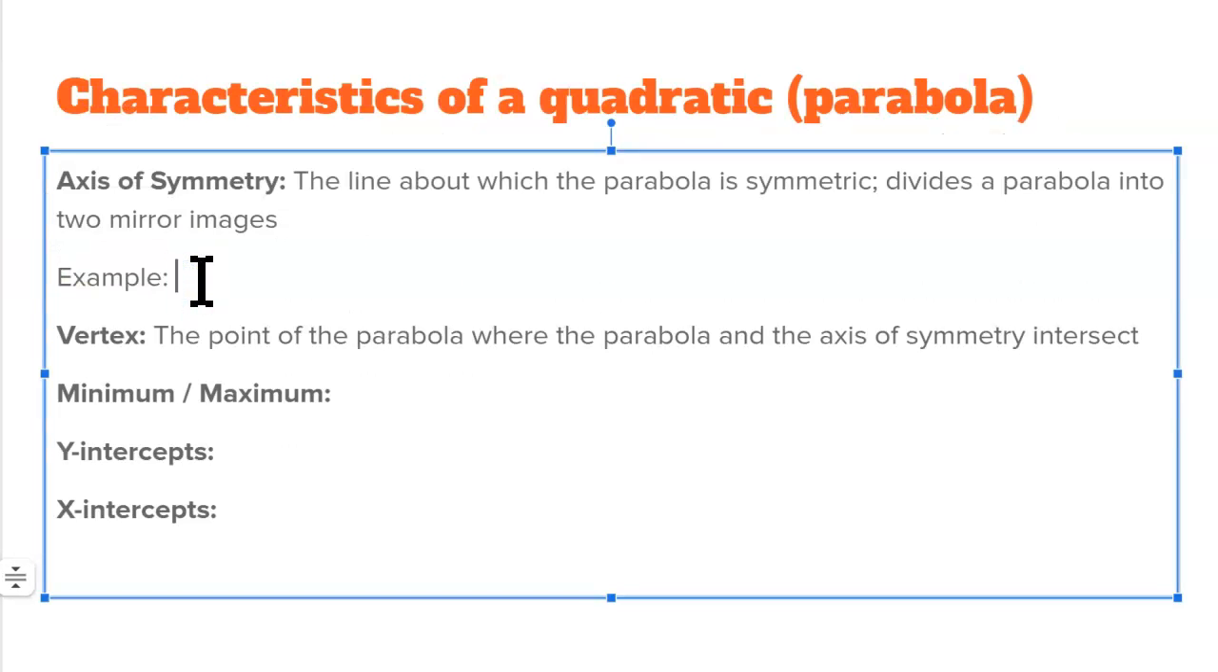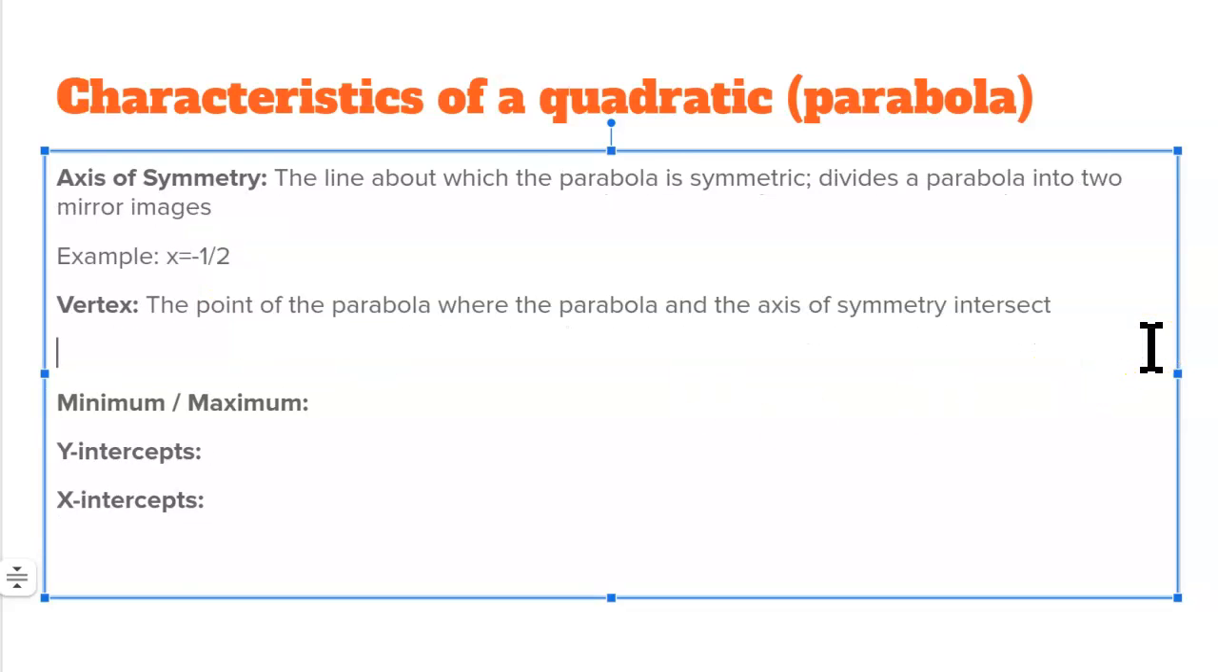An example of the axis of symmetry is going to be given in terms of x equals 4, 5, 6, negative 3, 1, negative 1/2. It's an equation of a line. For the vertex, we're going to need to know what the x-coordinate is. So above, it would have to be the same as whatever the coordinate from here was.